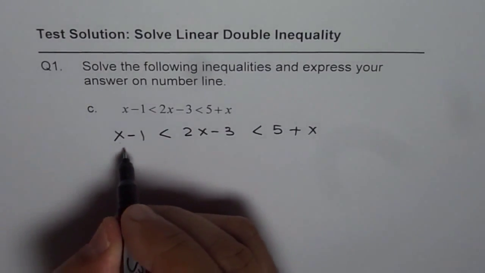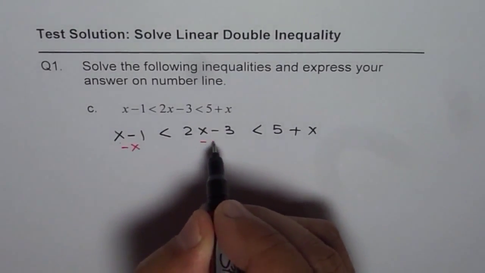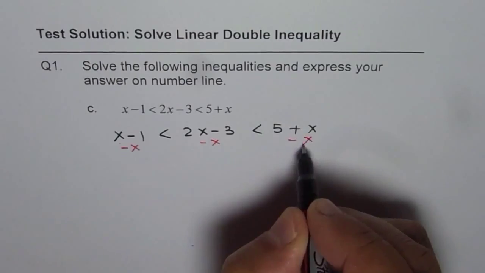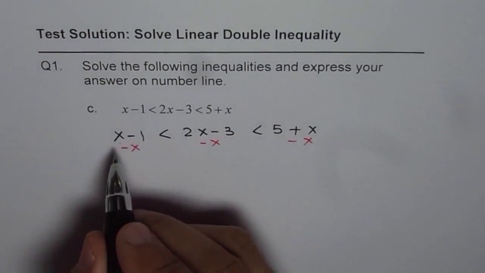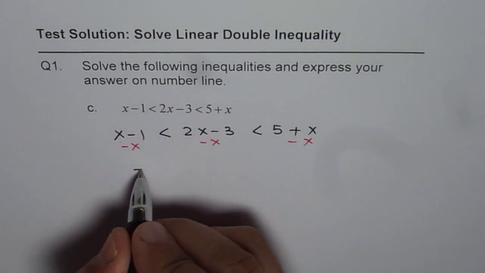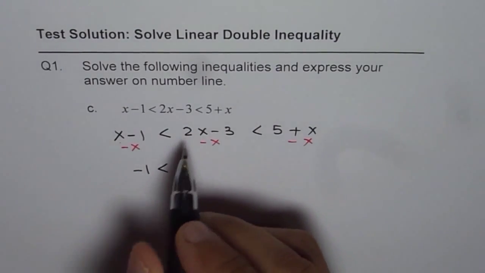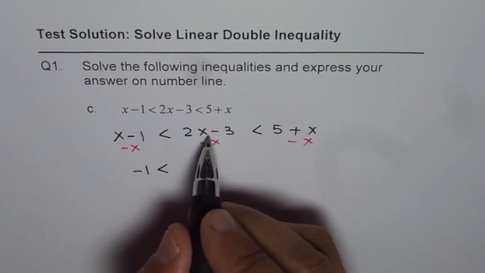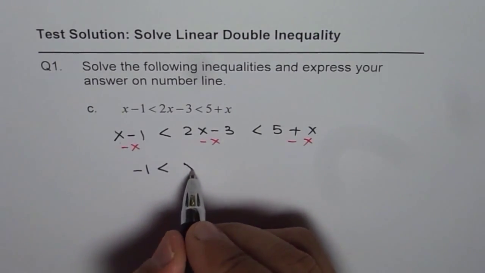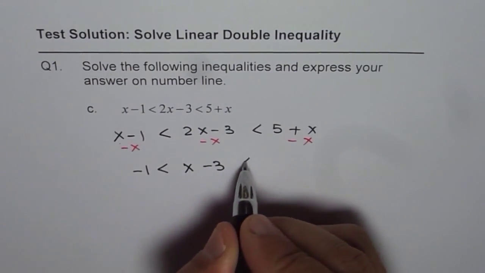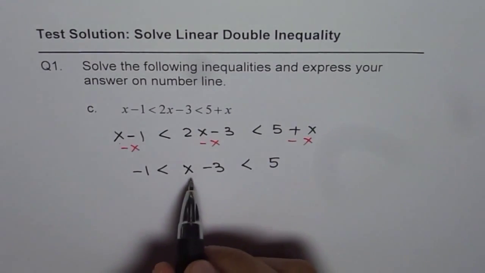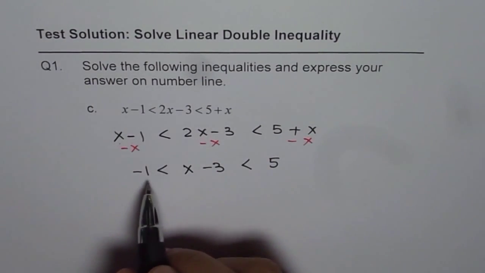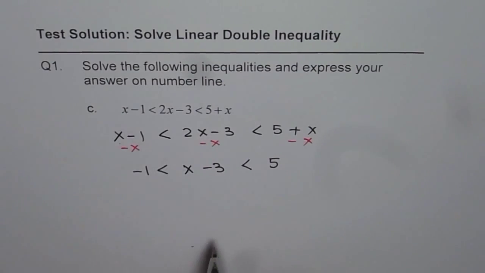So we can do minus x here, and minus x there. So once we do that, what do we get? X minus x is 0. So we get minus 1, and then 2x minus 3 reduces to x minus 3, which should be less than 5, right? So we get x minus 3 is greater than minus 1 and less than 5.